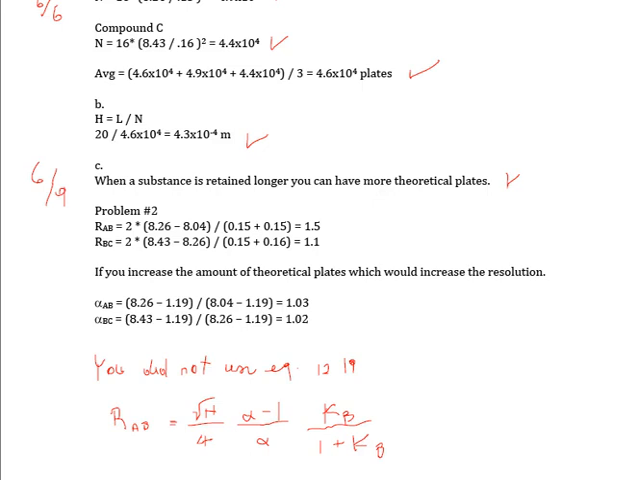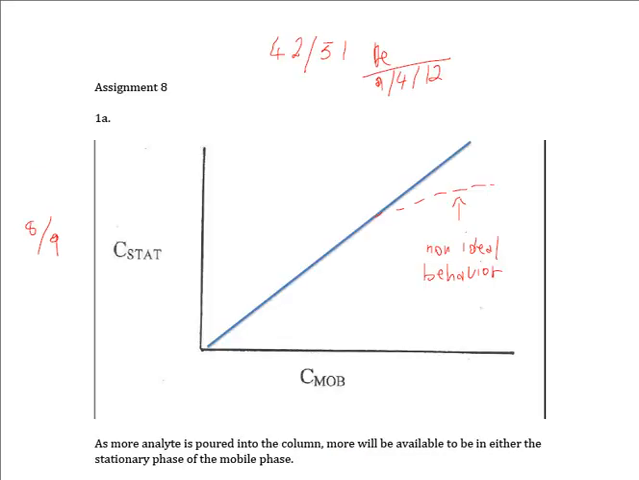In conclusion, though, your homework was well done. So you received, I think, 42 out of 51. So if I can scroll up, you received 42 out of 51 points.